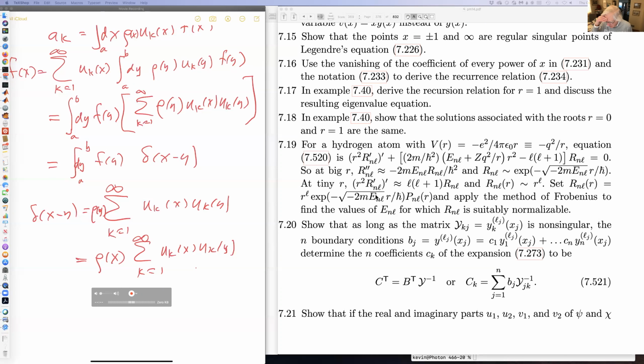You apply it, and when you require that the solution be suitably normalizable, you get a criterion, and it's typically a criterion that a certain power series terminate, and that only happens for certain values of the energy, and that's the quantum in quantum mechanics. The quantum in quantum mechanics comes from the method of Frobenius and the requirement that the differential equation have square integrable or suitable solutions.